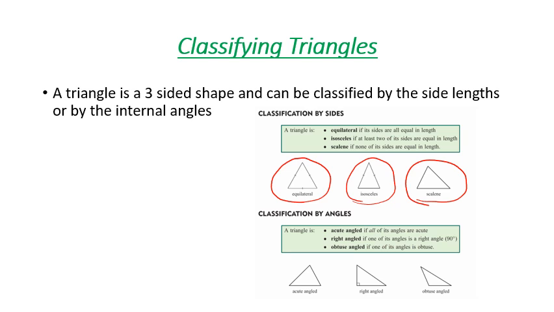But if we choose to classify by angles, we're looking for triangles that have all acute angles, so that's all angles less than 90. We have what we call a right angle triangle, if there's a triangle that has a right angle in it, or if we've got a triangle that has one angle that's obtuse, then we would call that an obtuse angled triangle.